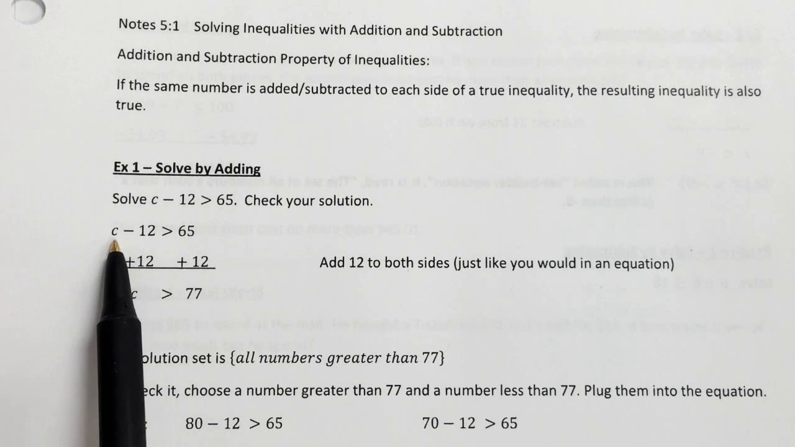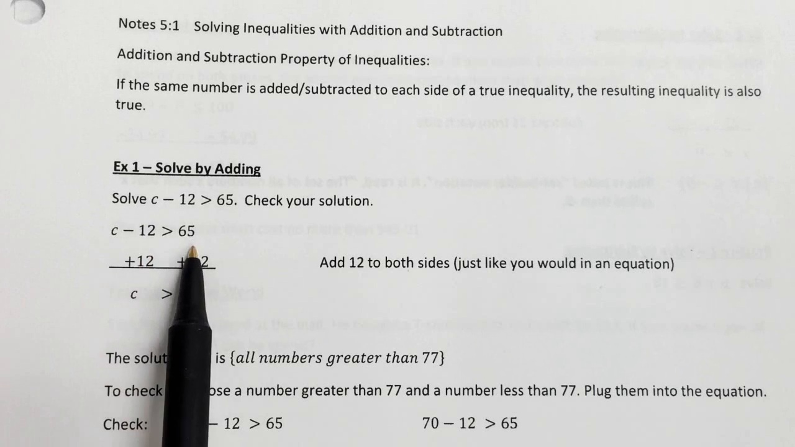What would I do to get this C by itself? Add 12 to both sides. So I would say C is greater than 77.